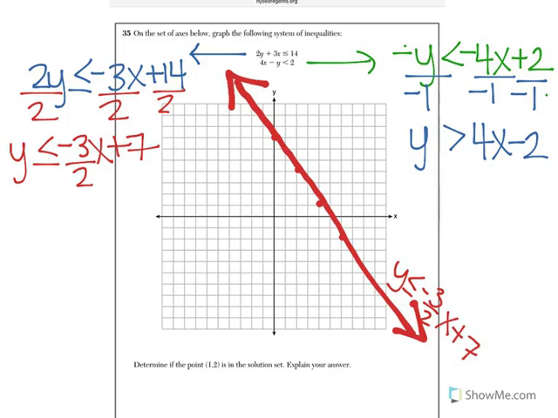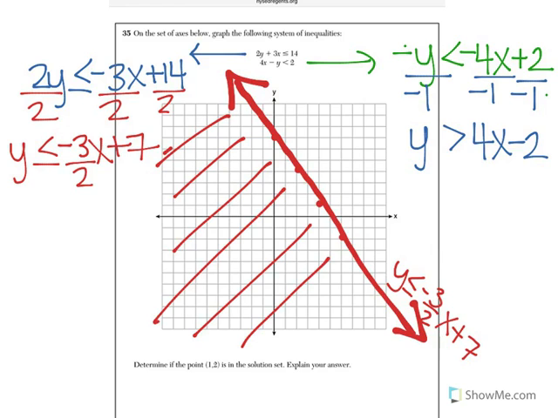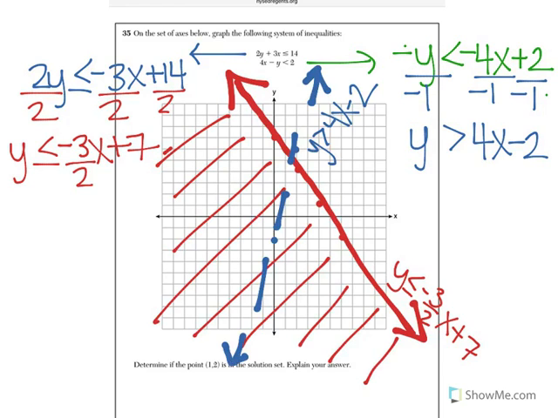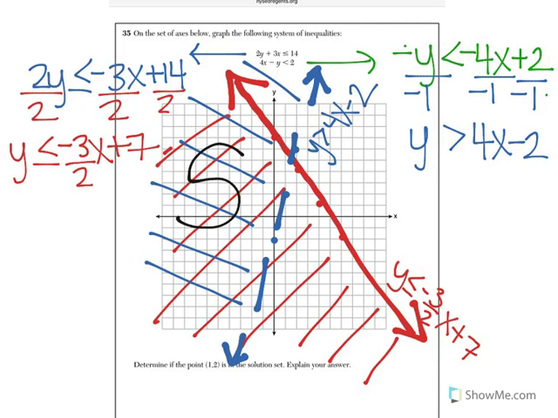So here's the graph of y is less than or equal to negative 3/2 x plus 7. It is a solid line because of the equal to, and I also have to remember that because it's less than, I need to shade below. Now the graph of y is greater than 4x minus 2 needs to be a dotted line because there is no equal to, and it's greater than, so I need to be shading above. And the solution set, where the double shading occurs, I can draw a nice big S.